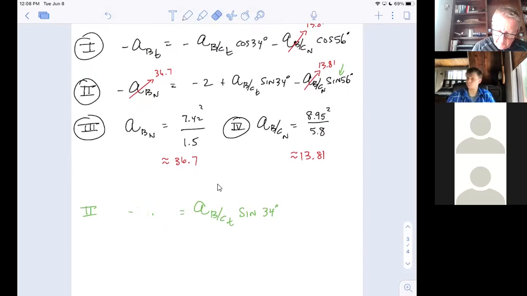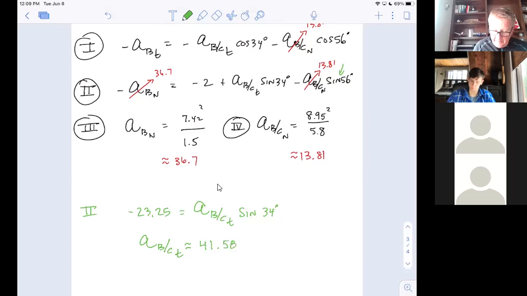Yeah, I like making these mistakes public. I was looking at the top equation when I did this, so I should have been multiplying by the sine of 56 here, so that's not right. So it's negative 36.7, just to reiterate, negative 36.7 plus 2 plus 13.81 times the sine of 56. So easy to do dumb things here. So I got negative 23.25. And if I divide that by the sine of 34, I think I finally didn't screw this up. So I got acceleration of B with respect to C tangential being approximately 41.58.